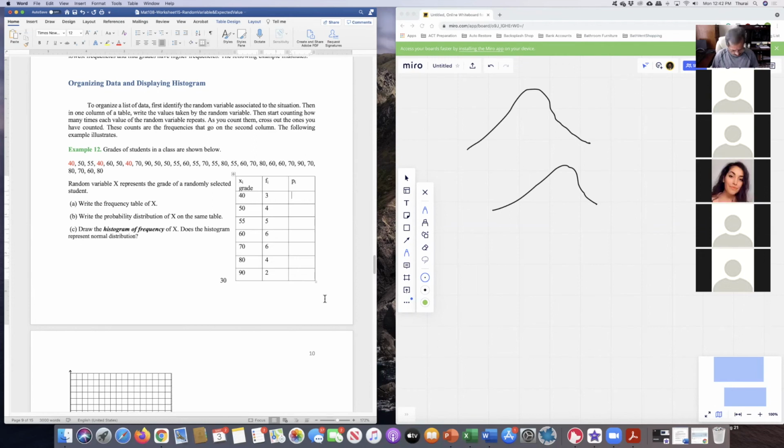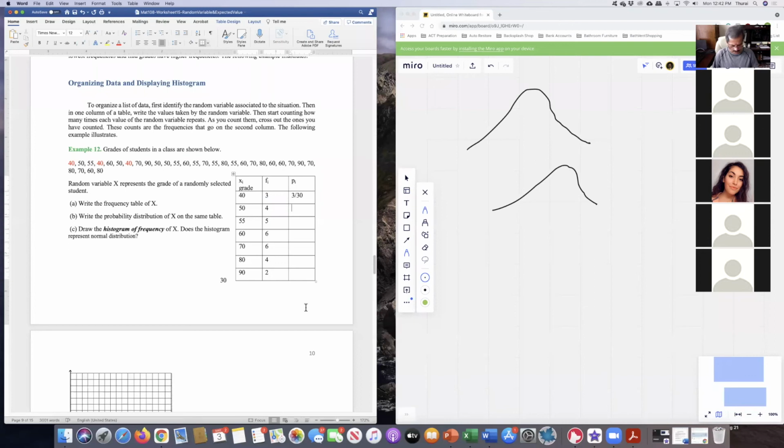3 over 30. There are 3 students with 40 grade out of 30 students. So 3 over 30 is the probability. And as we discussed in the last class, probability is the same as relative frequency. In other words, each frequency divided by total frequency. Total frequency is the same as the total number of students in the class. So out of 30 students, 3 students have 40. So the probability for 40 is 3 over 30. It's the frequency of that grade divided by total frequency.